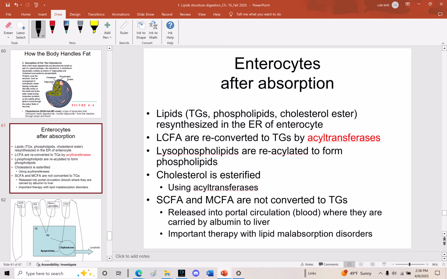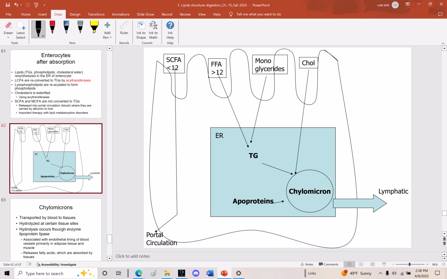This is a really old drawing I made before PowerPoint had all these really good fun doodads. I was drawing things from scratch. But here we go. Short chain and medium chain fatty acids can go straight.